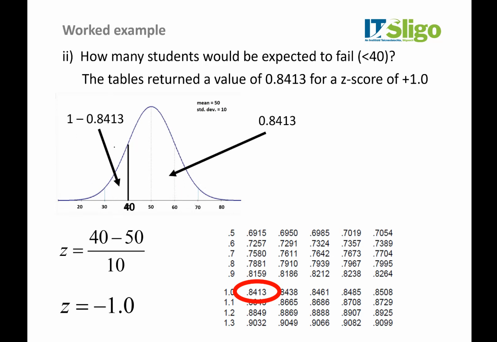Here it is, written all a bit neater. When we subtract 1 minus this, 1 minus 0.8413, we get an answer of 0.1587. Now there's 100 students. That's the probability of a student scoring less than 40. There's 100 students in total. So multiply this value by 100. 15.9% probability, or when we multiply by the number of students, it's approximately 16 students will fail the exam.